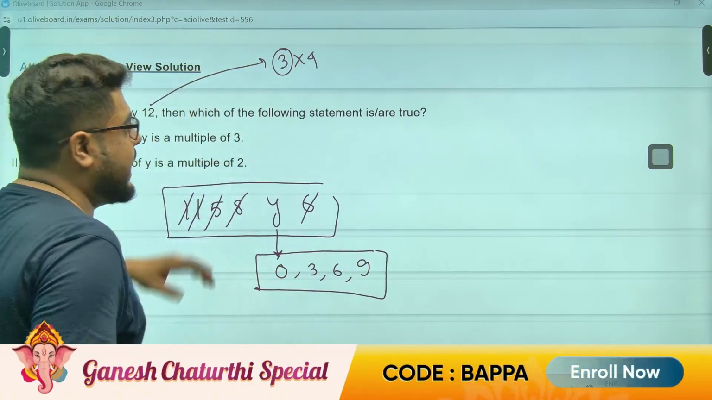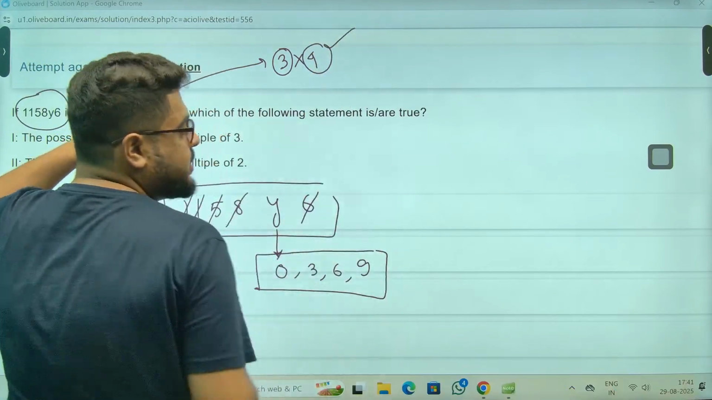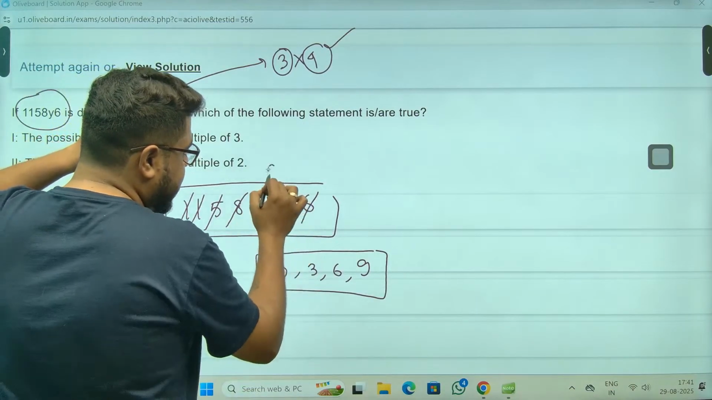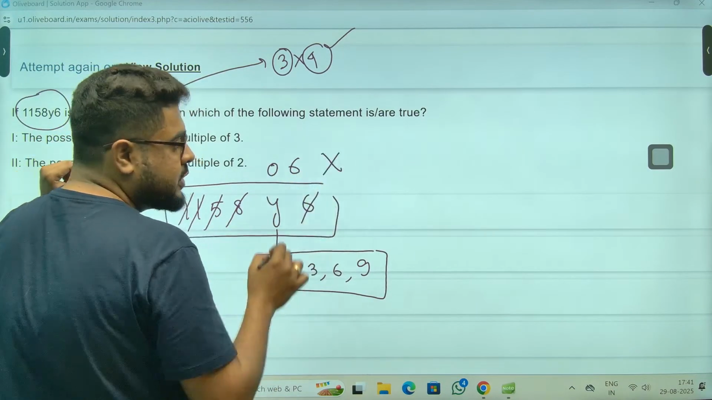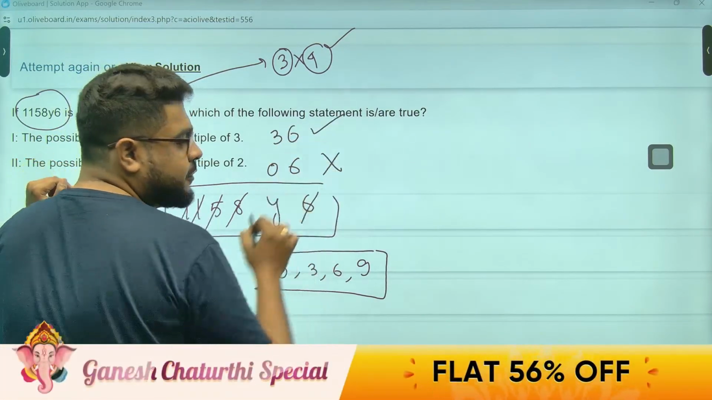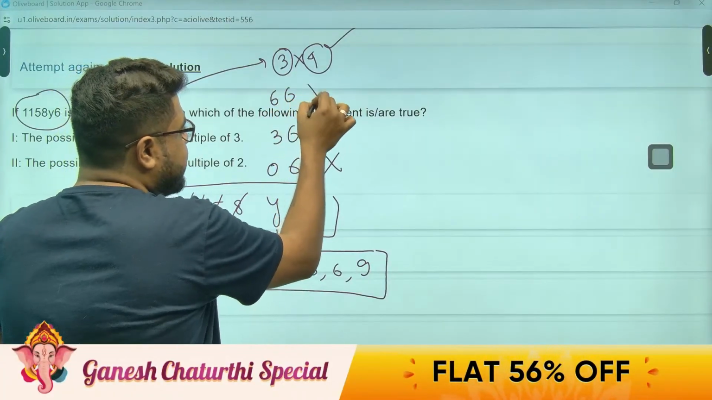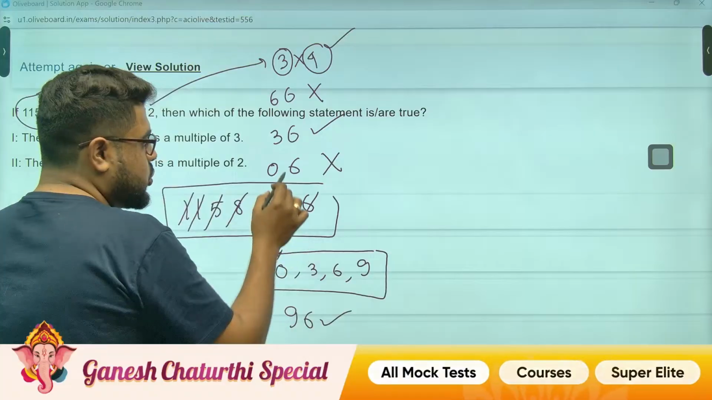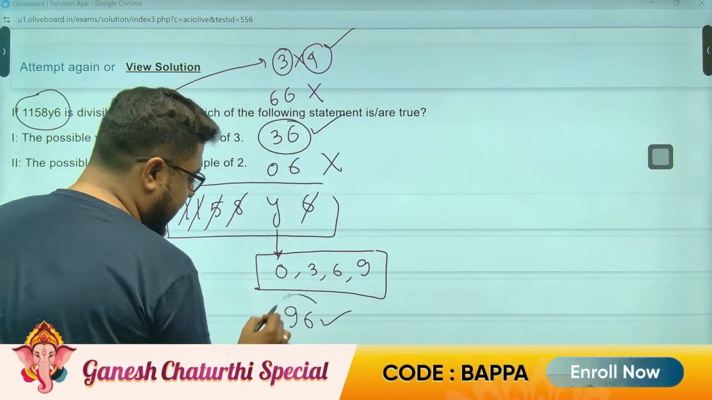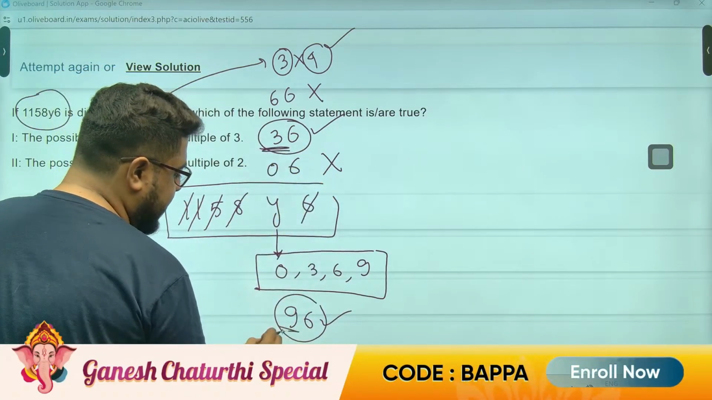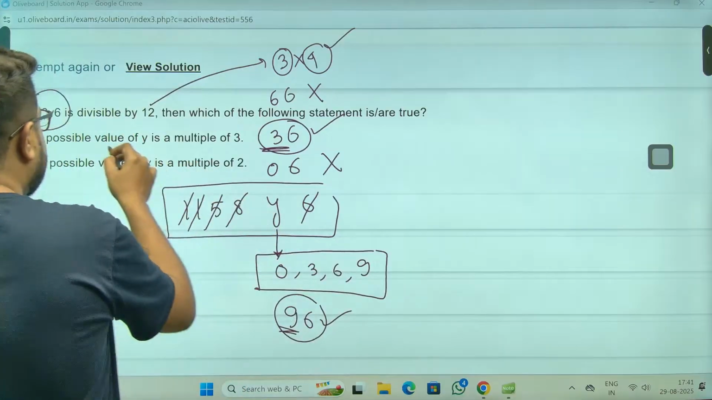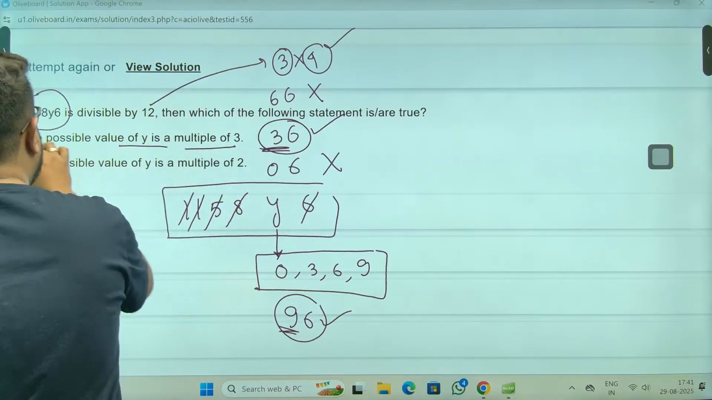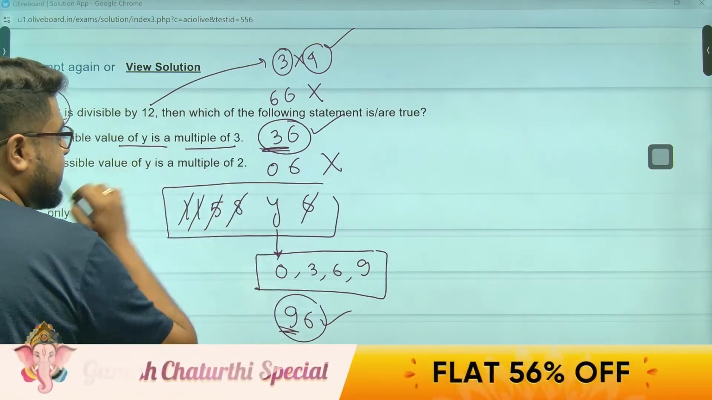But again, it must be divisible by 4 as well. So if I put 0, 06, not divisible by 4. 36, divisible by 4. 66, not divisible. 96, yes, it's divisible. So y can be 3 or y can be 9. So meaning the possible value of y is a multiple of 3. Yes, both 3 and 9 are multiples of 3.